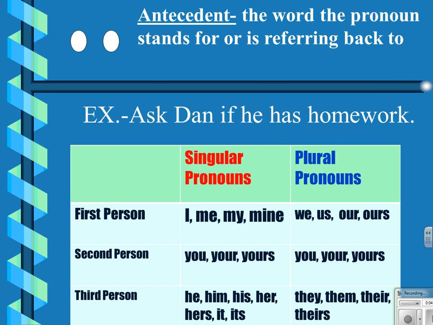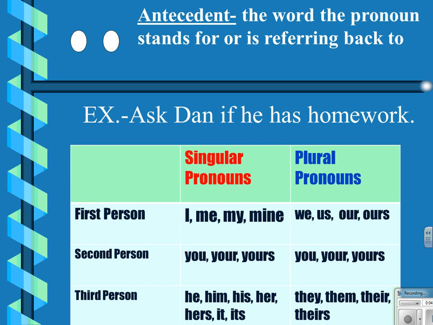An antecedent is the word the pronoun stands for or is referring back to. Like in this sentence, ask Dan if he has homework. We have the pronoun he, and then we have to ask ourselves, who is he? Well, obviously in this sentence, Dan is the he, so Dan is the antecedent that he stands for.